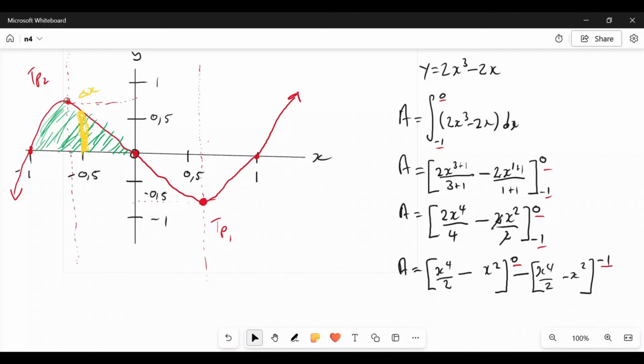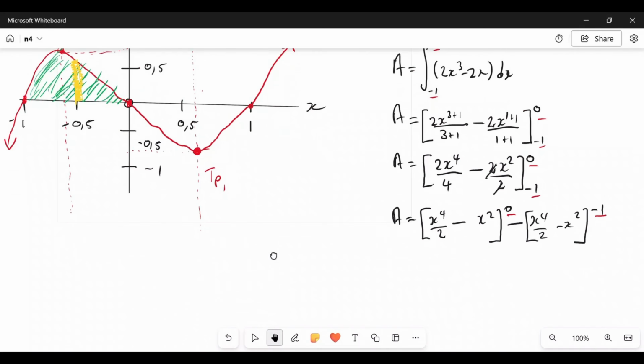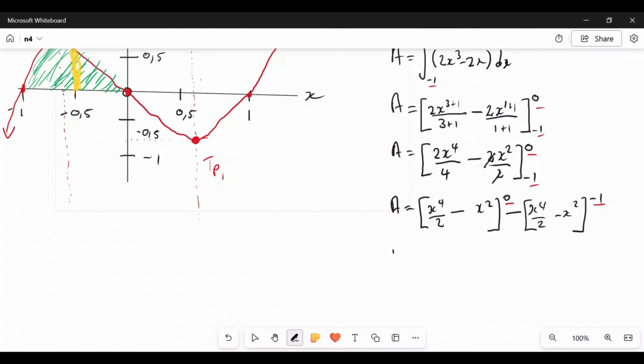So before we continue, let me create a little bit of space here. So let's continue. Wherever there is x on the first bracket, we're going to substitute with the upper limit, which is 0. So let's do it. It's going to be open bracket 0 to the power of 4 divided by 2 minus 0 squared, minus open bracket. Wherever there's x on this bracket here, we're going to substitute with -1. So open bracket -1 to the power of 4 divided by 2 minus -1 squared, close bracket.